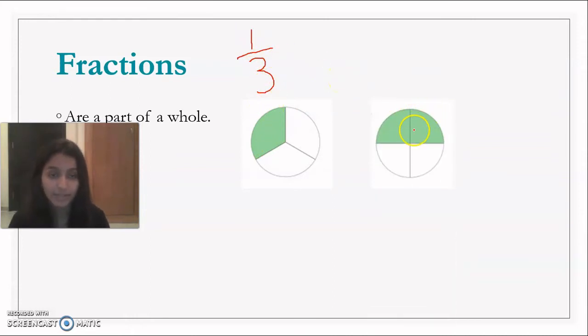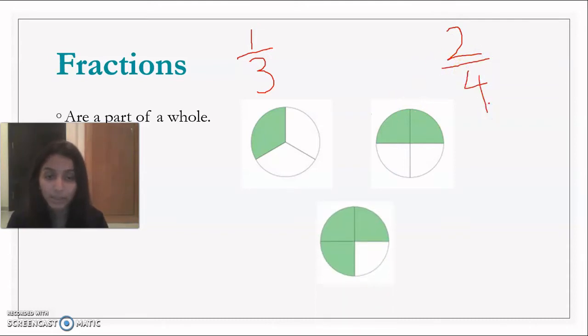The next figure. In this, the whole circle is divided into 4 parts. Am I right? And out of which there are two green parts. You can see this one green part over here and the second green part over here, right? This means your fraction over here is 2 by 4. And the third picture, again the whole circle, so the circle is your whole, is divided into 4 parts again, just like the previous one. But in this, there are 3 parts shaded. So my fraction becomes 3 by 4. Okay?